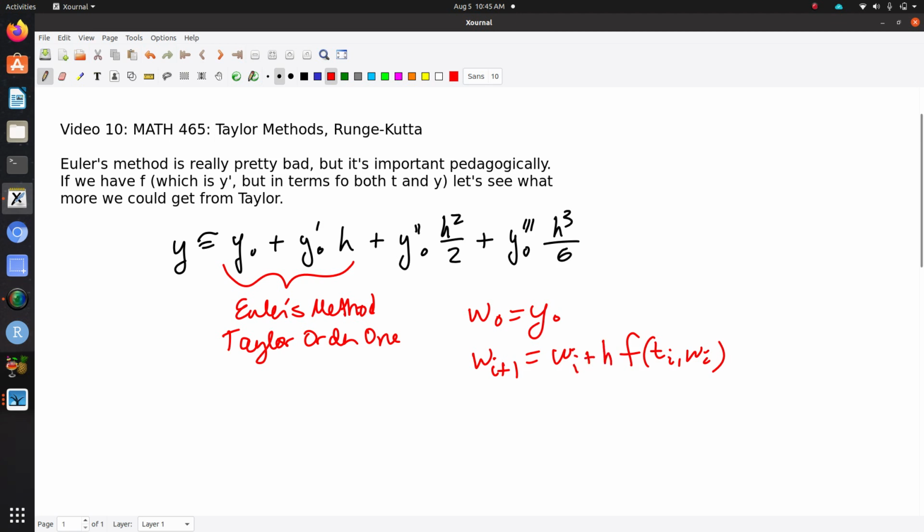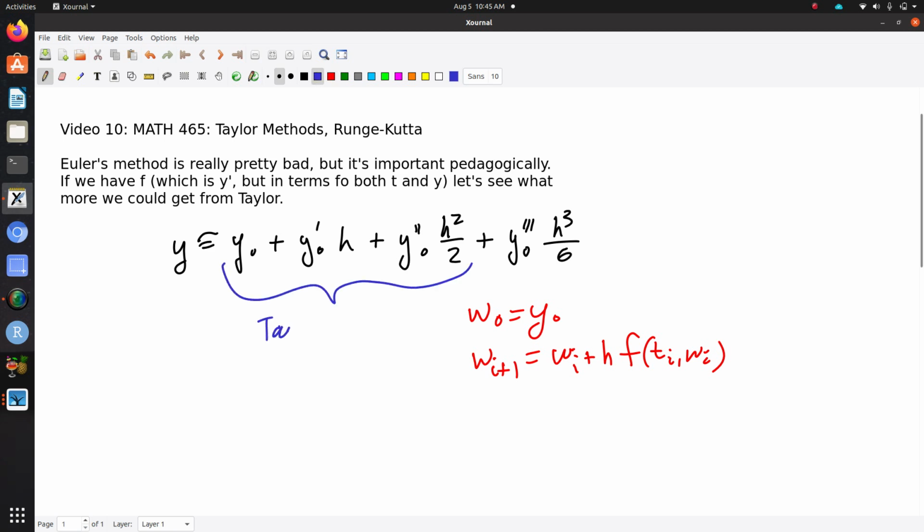Okay, now if we want to go one more level, we're going to say, hey, we're going to turn this into a Taylor order 2 method. Okay, and we're still going to have the same kind of setup, but we're going to now put this piece in parentheses with something else. We're going to actually do h over 2 f prime of t_i, w_i. So that's conceptually what we're going to do, but we're going to have to implement that.